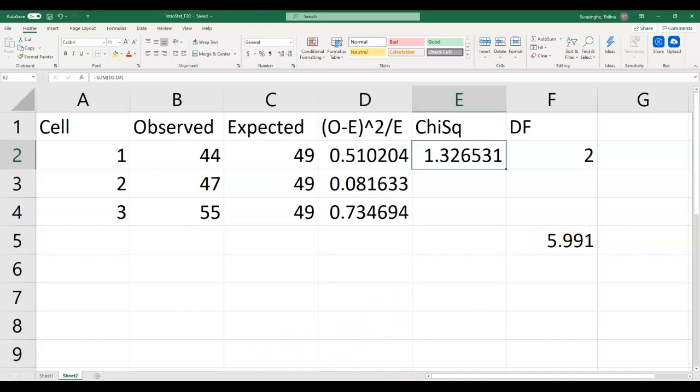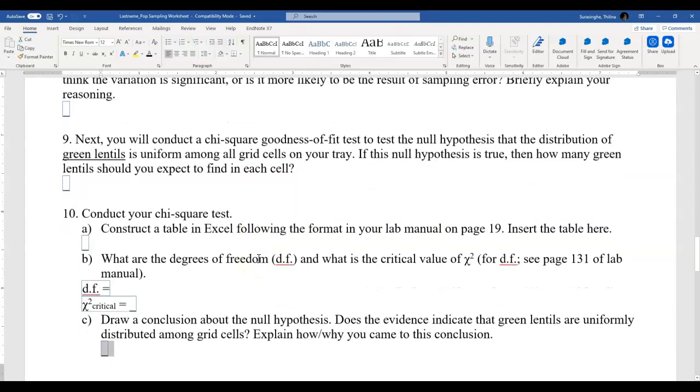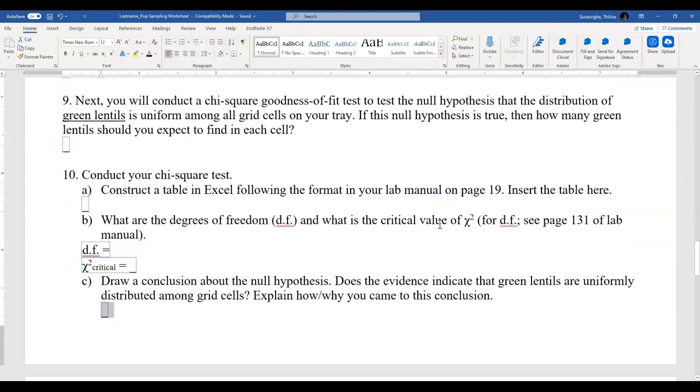What was your null hypothesis? Let's go back to your data sheet and see for ourselves. It wanted you to test the null hypothesis that your lentil species are uniformly distributed. And you fail to reject that null hypothesis. So your inference is that the lentils are uniformly distributed, at least according to the data set that I used here. Now what do you do over here? How do you answer these questions?